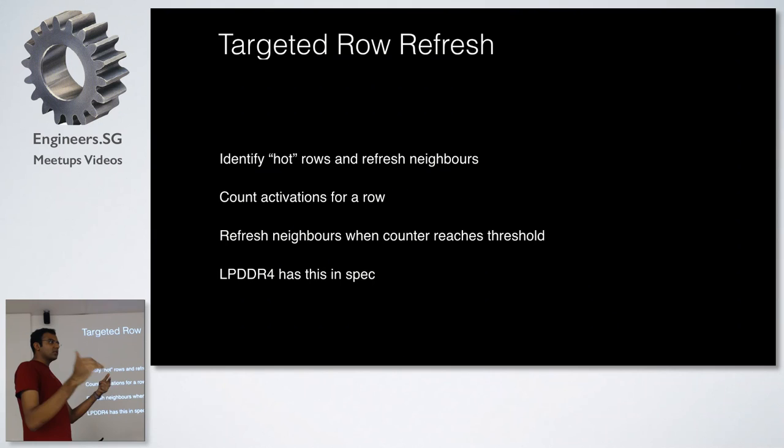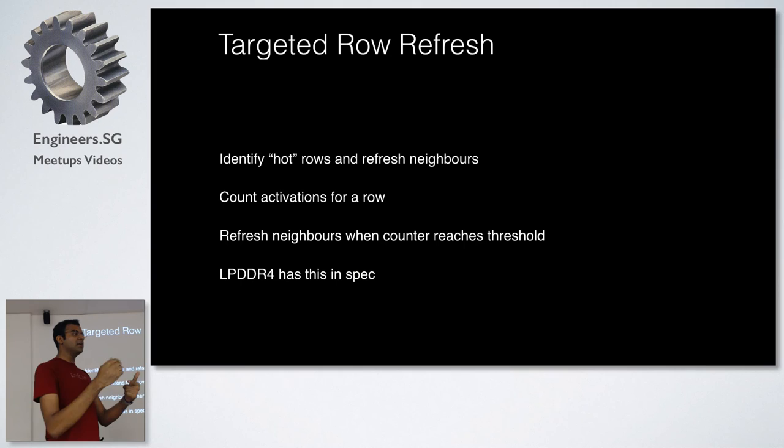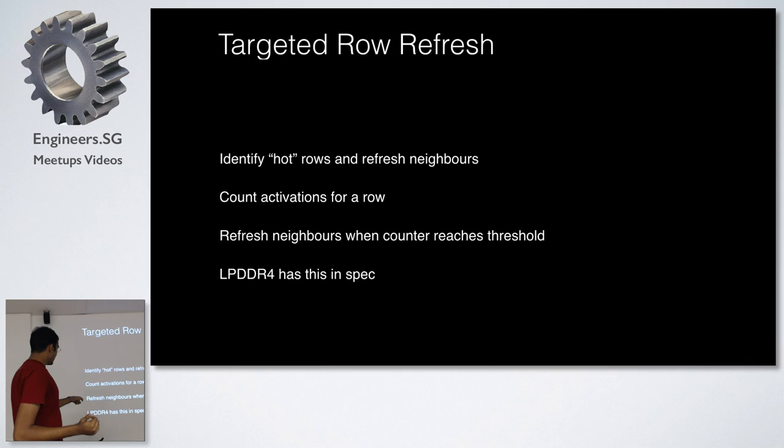So I force a refresh by reading the rows around it, up to a certain point, using a counter. Low power DDR4 has this in the spec, which means it should protect you against row hammering in some way.